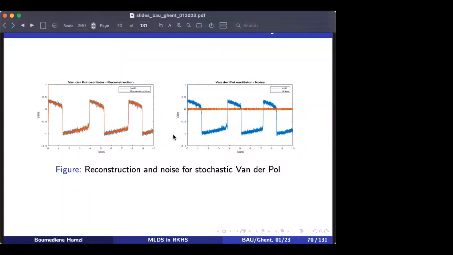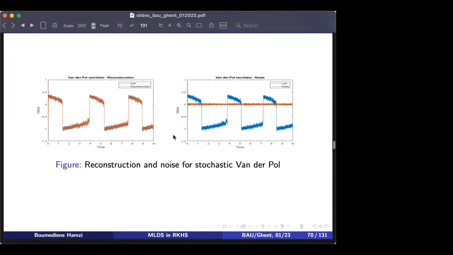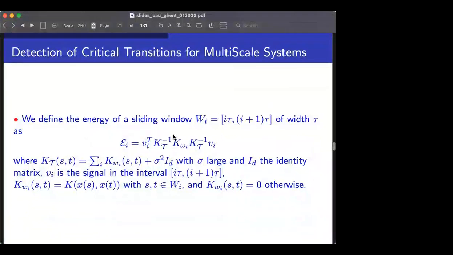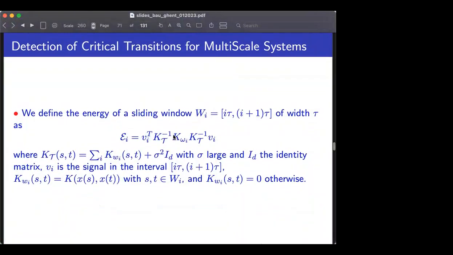And then we also do a sort of separation between noise and signal, because in the case of SDEs, we have intrinsic noise. So we do separate between signal and noise. Then we also want to detect critical transitions.